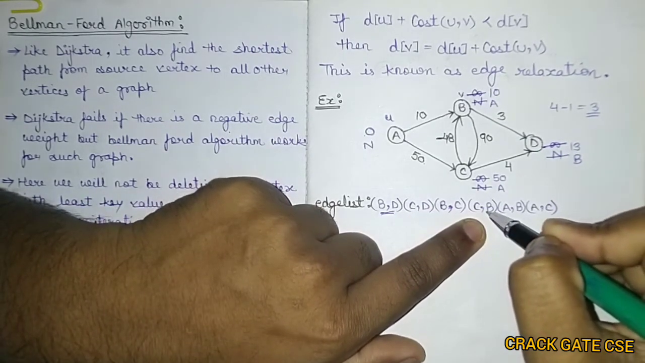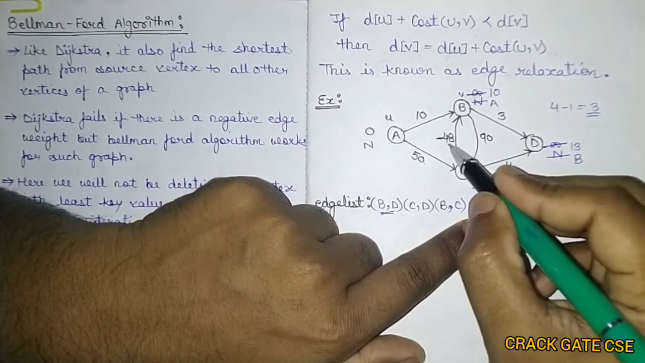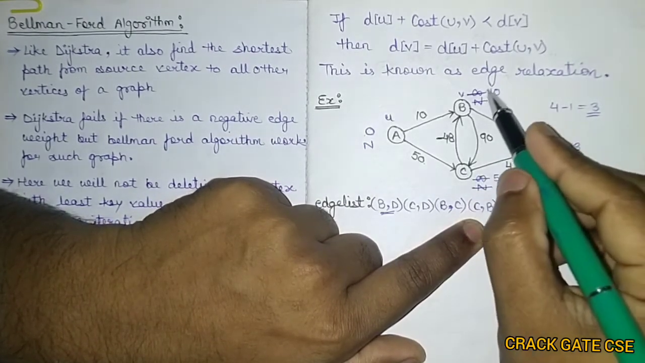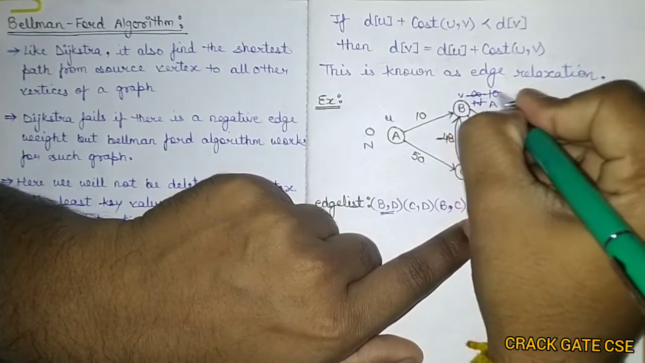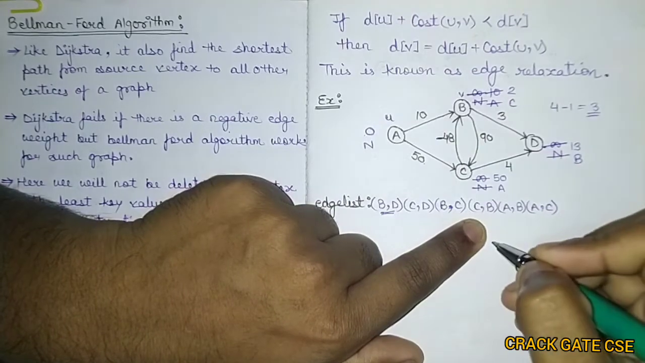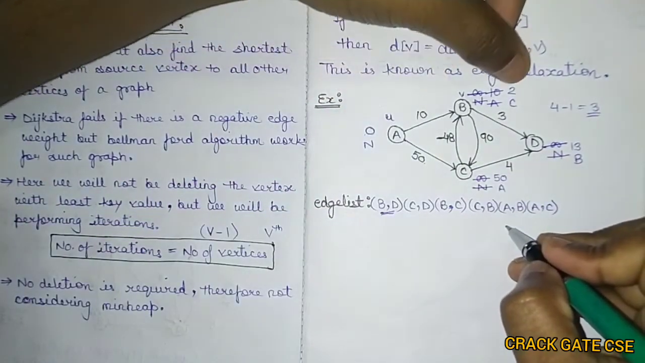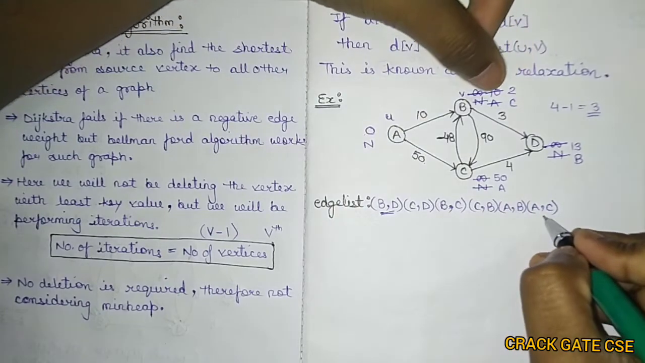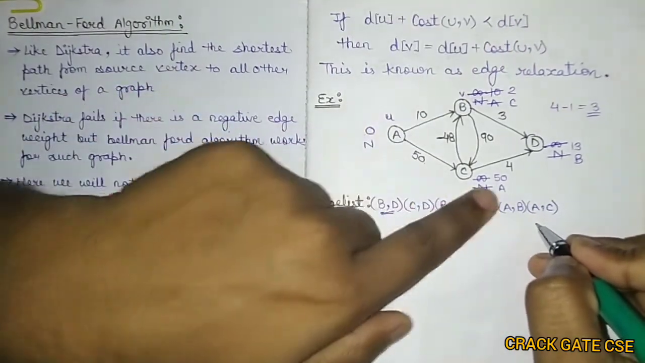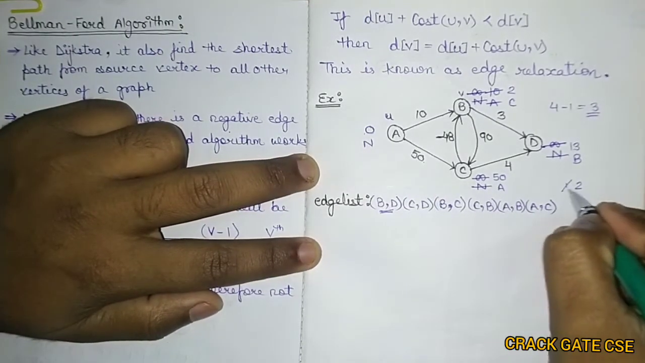Now there is CB. So 50 minus 48, 50 minus 48 will be 2. 2 is less than 10. So I can update this value as 2 via C. Now I have to go to AB. 0 plus 10 is already not smaller than 10, so no need to update. AC, 0 plus 50 is 50. So it is okay. So we did 2 iterations. We have done first, second.